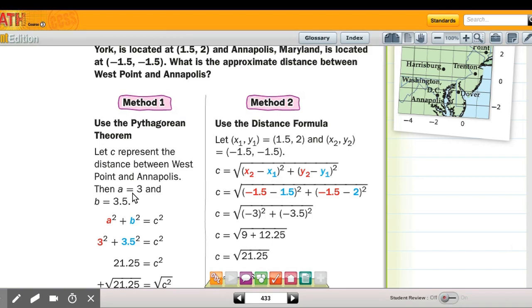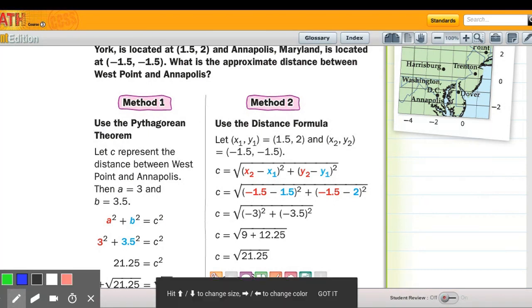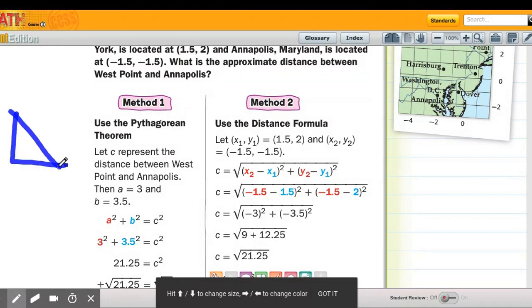Over here on page 433, it shows this method 1 and method 2. Once you're using the Pythagorean theorem or the distance formula, there's really not a difference. This is the one where you're thinking of it as a triangle, and you maybe are going to draw the sides to figure out that third thing. And the other one is using the formula, which is the same thing.